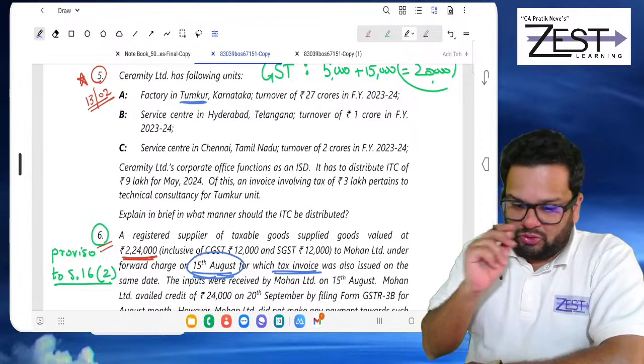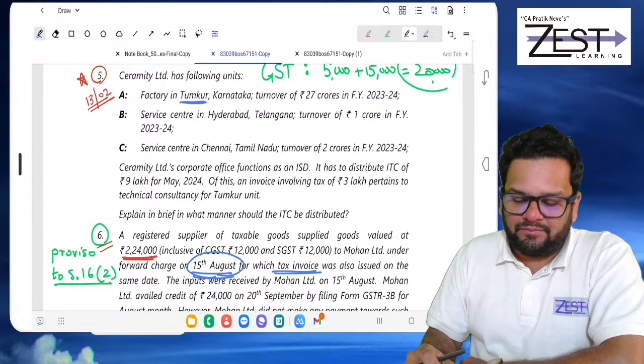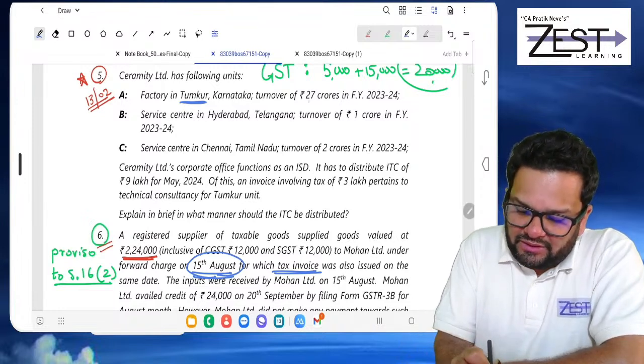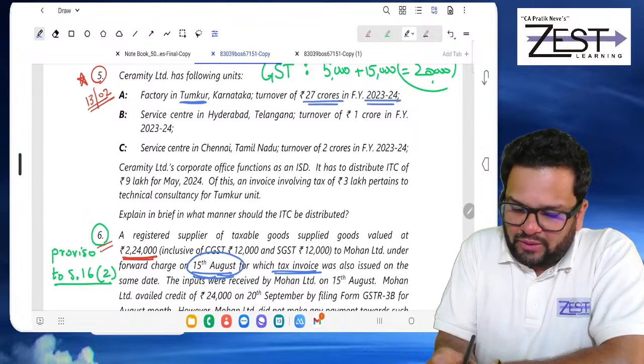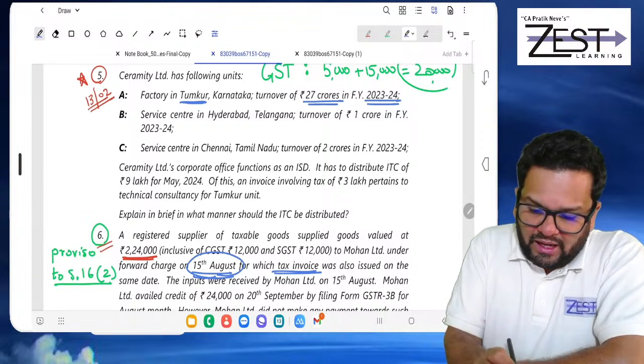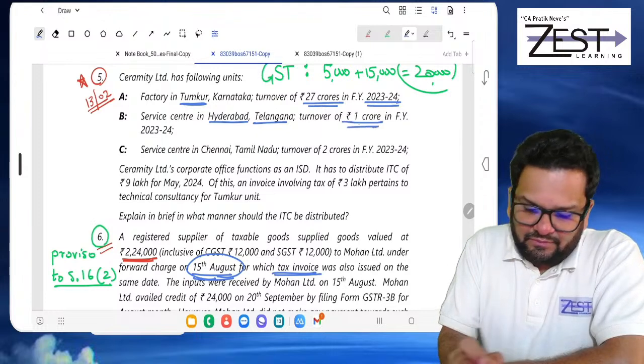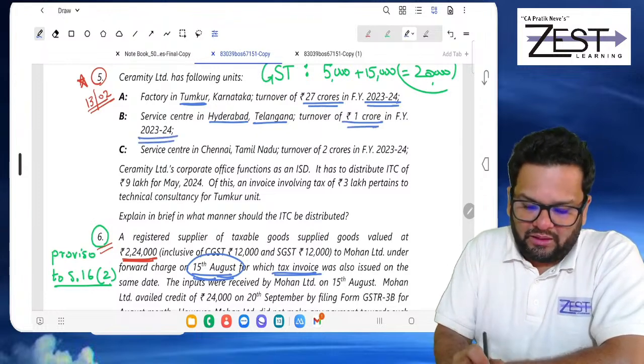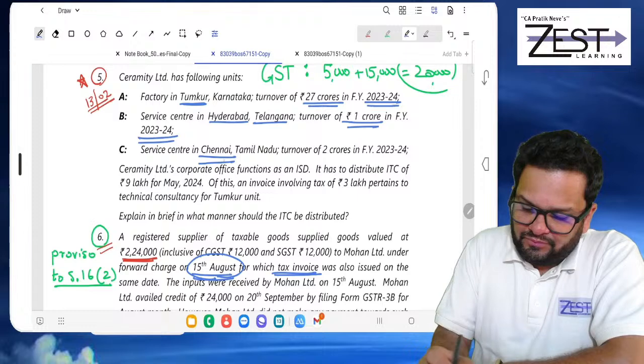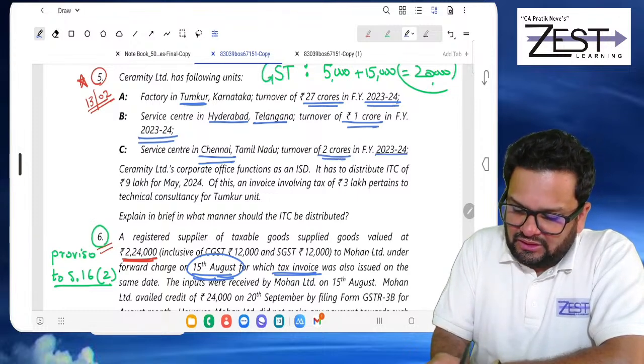Factory in Tumkur, Karnataka, turnover of 27 crore in FY 23-24. Hyderabad, Telangana, 1 crore in FY 23-24. Chennai, 2 crore in 23-24.